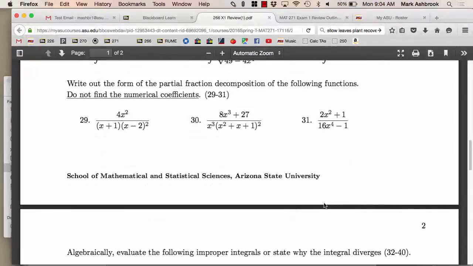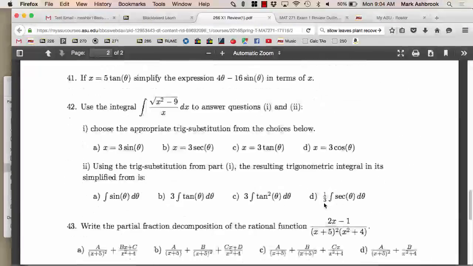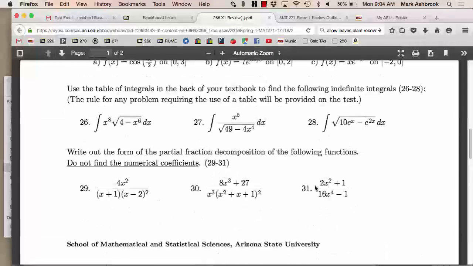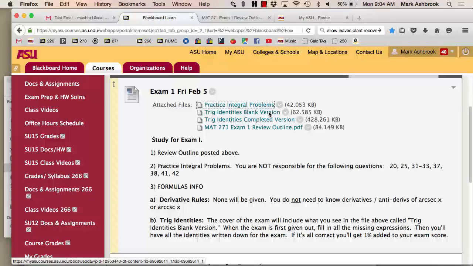And then there's a second page of practice problems, some multiple choice. I did say on here, there are some here that you're not responsible for. That may change, okay? And I'll finalize that on Wednesday. So that list of questions that you wouldn't have to be responsible for on the exam is in flux, okay? But for now, that's what the list is.